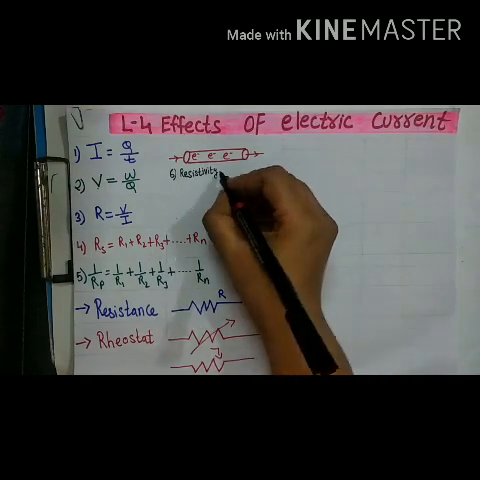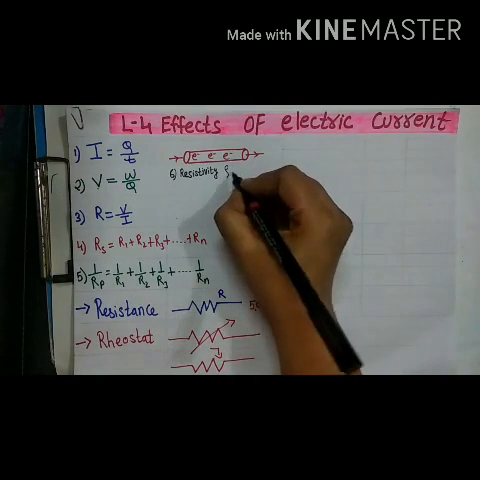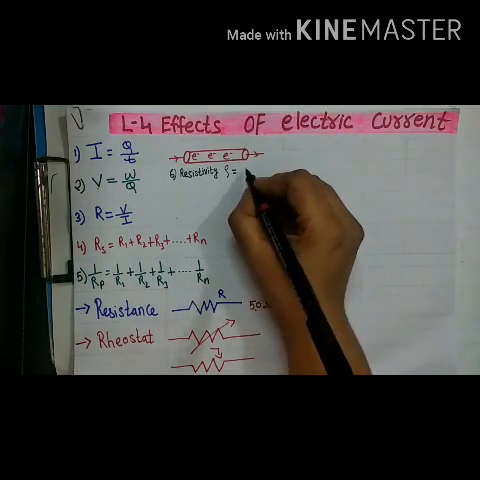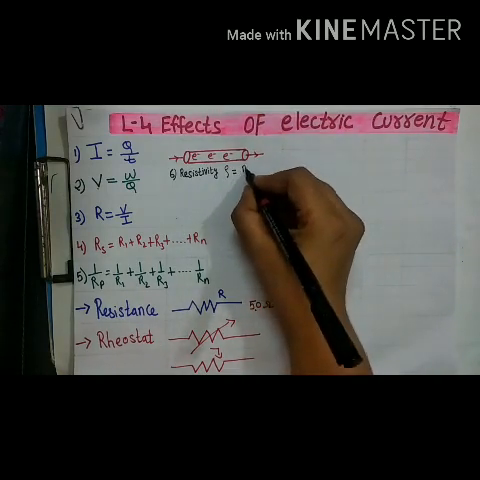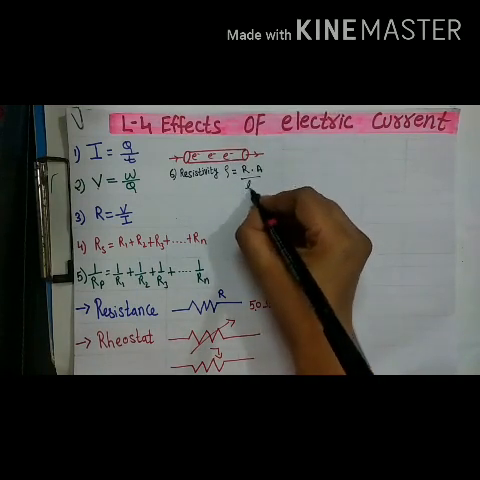Next, we have studied resistivity. The symbol for resistivity is rho, and the formula for resistivity is resistance into area upon length.